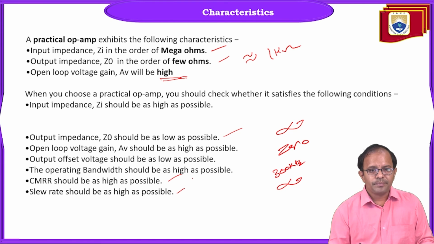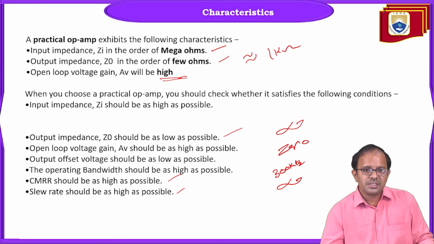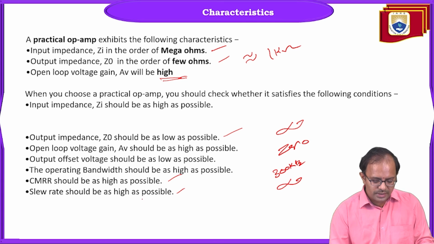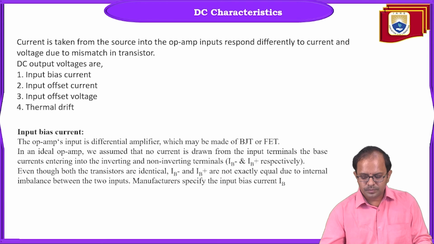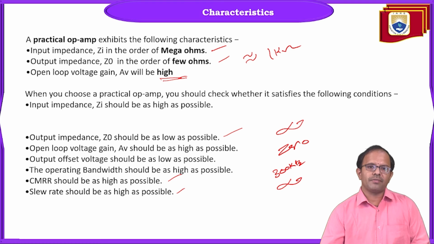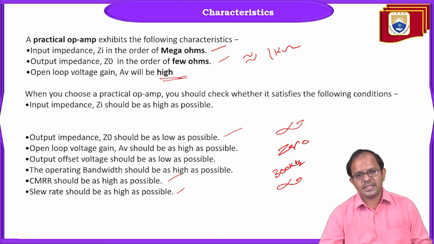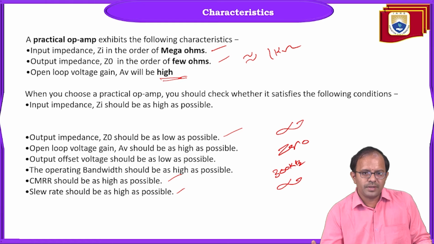And slew rate, again, the response, the time to change the signal for a given step input, should be very fast. So the slew rate, once again, is said to be as high as possible. These are the characteristics of the ideal and practical operational amplifier. These are important. What is the difference between ideal and practical operational amplifiers? What are the characteristics of each?